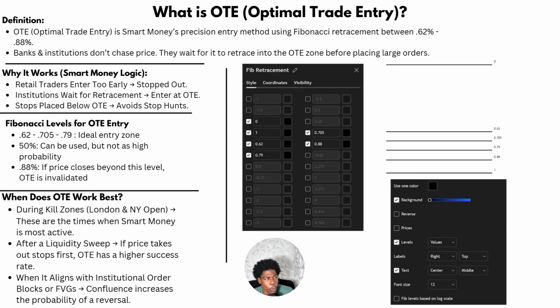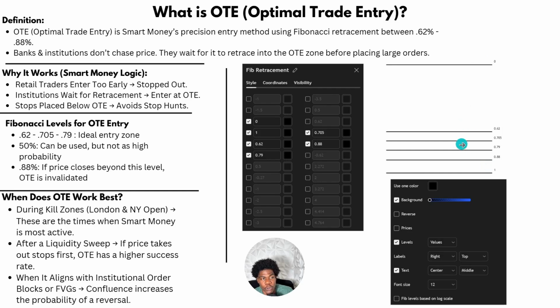The Fibonacci levels for OTE entry are the 0.62, the 0.705, and the 0.79, your ideal entry zone. The 50% can be used, though not as high probability. If you have a clean range, the 50% equilibrium could provide some clean zones also, but not all the time. And also our final point is our 0.88. If price closes beyond this level, our OTE is invalidated. If price pushes past our 0.88, as you can see right here in this line, this is our Fibonacci. If price pushes past this 0.88, our OTE is done, right?